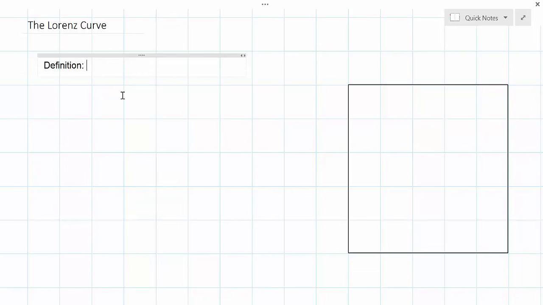Today's video, we're going to be learning about a model used by economists and other social scientists known as the Lorenz curve. The Lorenz curve is a simple graph which is used to show the degree of income inequality within a nation. The way the Lorenz curve shows income inequality is by graphing the amount of income earned by each quintile of a country's population.